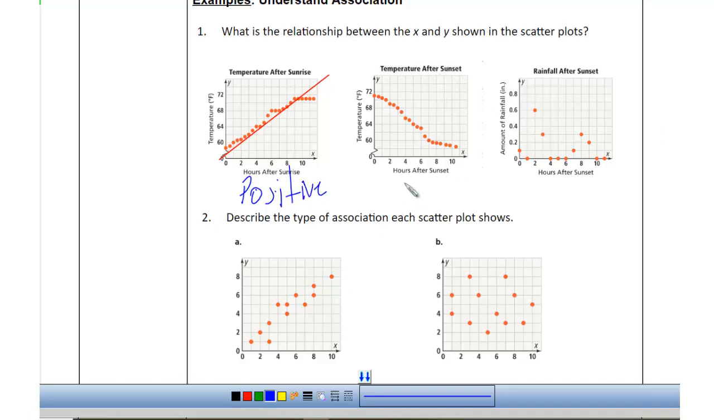And if I look at the next one, the hours after sunset, once the sun has gone down, as those hours continue, I see that my temperature is continuing to fall. It's decreasing over that time. That looks like a negative slope if I were to model that with a line, and that is a negative association. And our last example, the rainfall after sunset, is something that you would think wouldn't typically have a relationship with the hours after sunset. I can see that these are just all over the place. So this has no association.